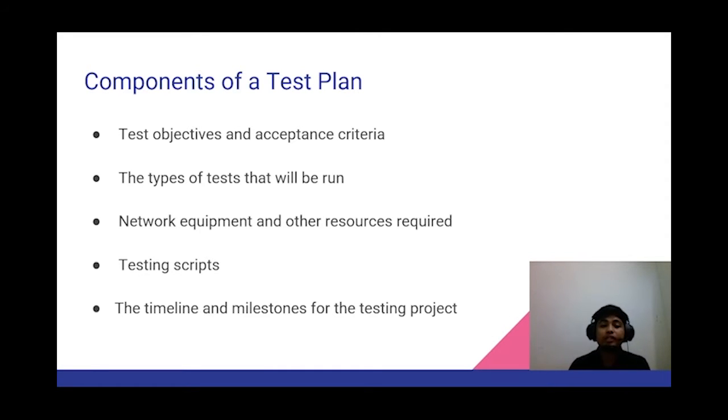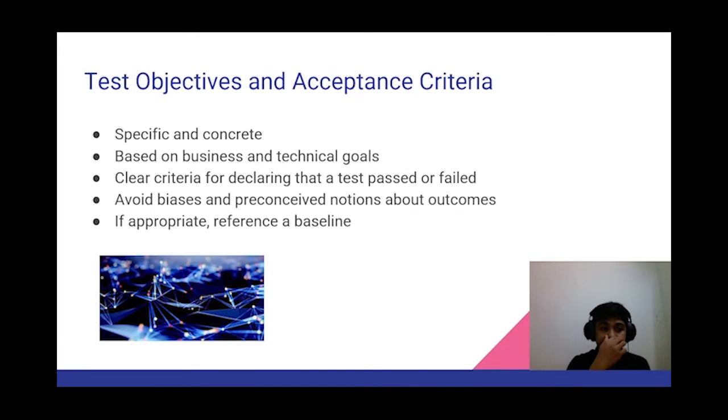There are a few components of a test plan. The first one is test objectives and the acceptance criteria. The second one is the types of tests that will be run. And then we have the network equipment and the other resources required. For the fourth one, we have the testing scripts, and the last one, we have the timeline and milestones for the testing project.